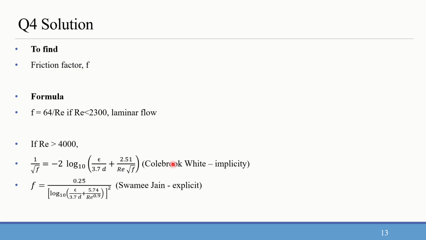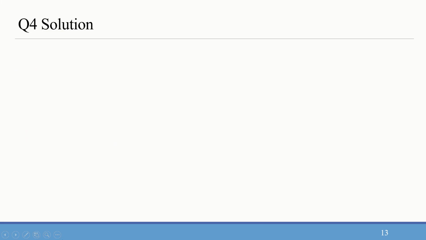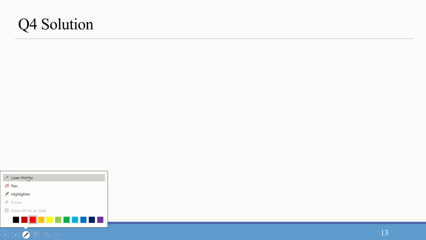And next we have f is equal to 0.25 by log 10 of epsilon by 3.70 plus 5.74 by Reynolds number to the power of 0.9, the whole squared. This is the Swamee-Jain formula and it is an explicit formula. In the Colebrook-White formula we have f on both the left hand side and right hand side. That is why it is an implicit formula that we should solve using an iterative approach. Whereas in this formula we can directly substitute and get the solution. So that is the difference between these two. Now after knowing the correct formula, we have to just substitute it back.